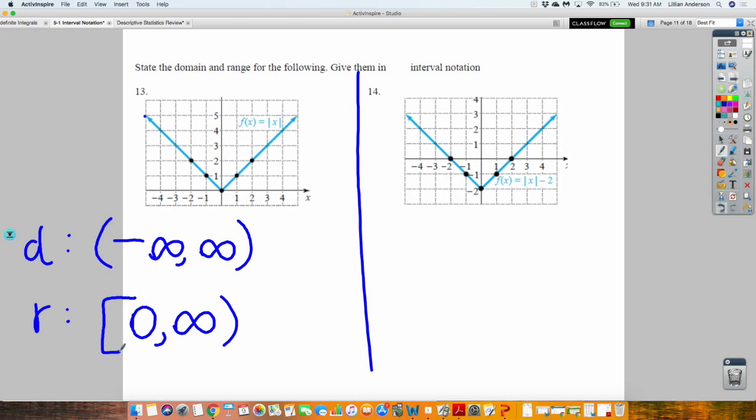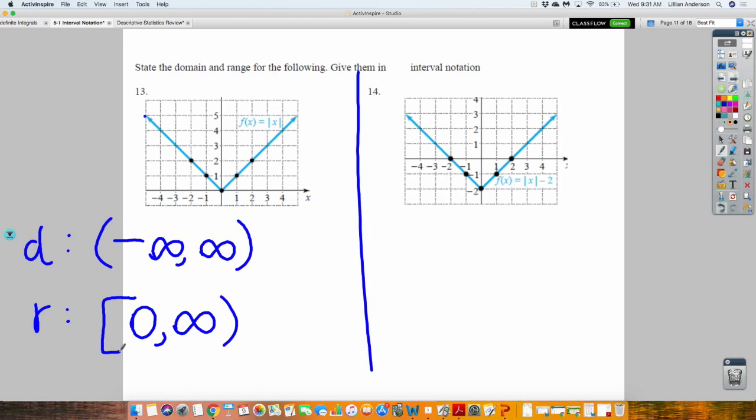It's defined. And even if it doesn't have the point there, let's just say it was just the regular V without that actual point there, it's still defined. The only time it's not going to be defined is if there's an open circle on the graph, or an asymptote. But we're going to get to that later.